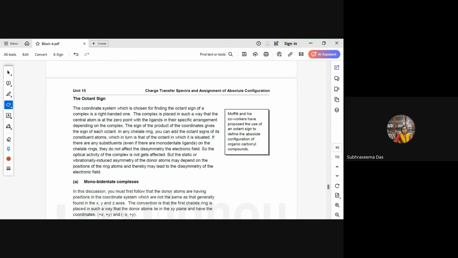Here the coordinate system chosen for the octant sign is a right-handed one. So the complex is kept in such a way that the central atom is at the zero point, with the ligands in their specific arrangement. The sign of the product of the coordinates gives us the sign of each octant. If any chelating ring is there, we can add the octant sign to its constituent atoms. The optical activity of the complex is not affected, but the static or vibrationally induced asymmetry is affected.